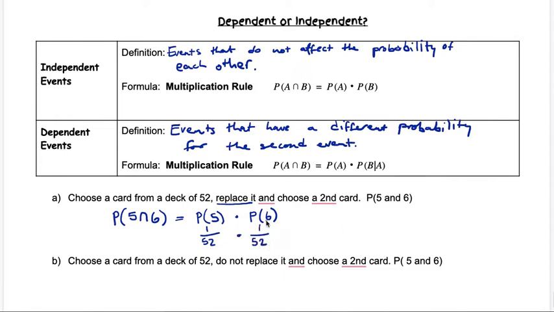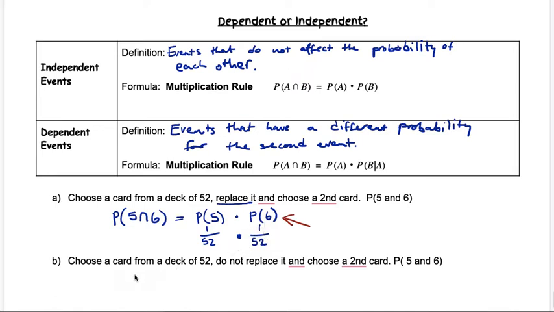And of course, I'm not going to go into what that is. You can calculate that for yourself if you like. It doesn't affect how this works. The idea here is that the second factor in this product is the probability of choosing a 6. It is not the probability of choosing a 6 given you've already chosen a 5. It is still 1 out of 52.